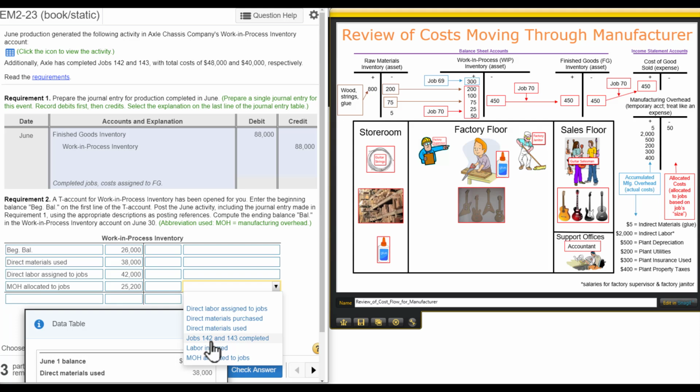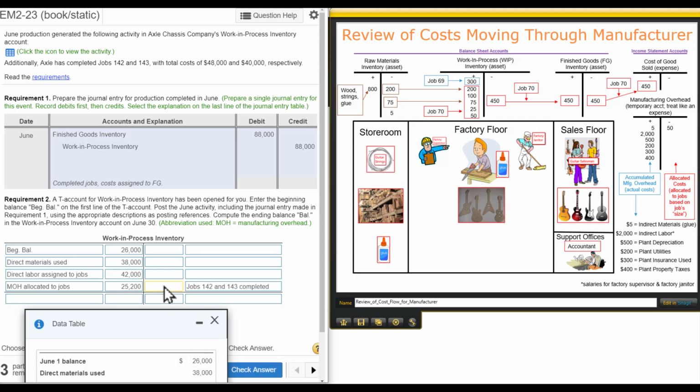So let's see here, jobs 142 and 143. Normally I would put it up here, but they only have the beginning balance. So apparently they want us to put it down here. All right, so we had a beginning balance. We used some direct materials. We had some people working on it, and we allocated some overhead. And then at the end of the period, or sometime during the period, we transferred jobs that were finished out of the work in process, because this account is only for jobs that are still being worked on.